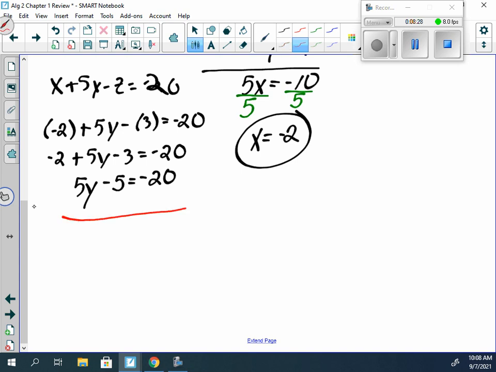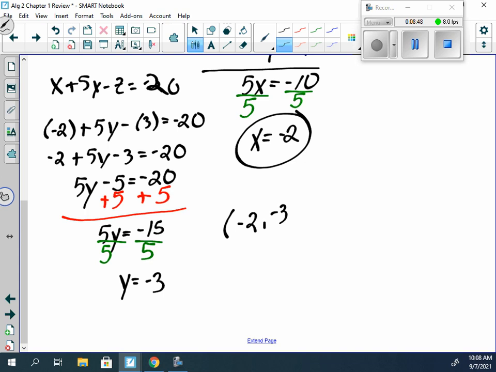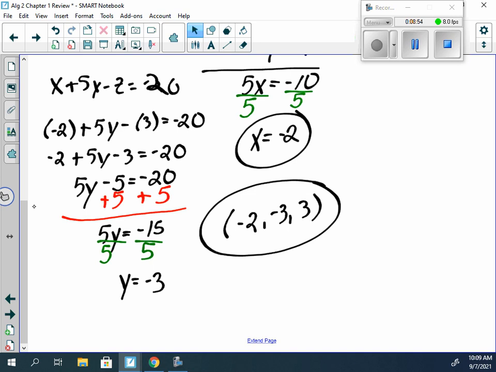To solve for the value of y, we add 5 to both sides, which tells us 5y is negative 15. Divide both sides by 5. Y is equal to negative 3. So our answer is negative 2, negative 3, and 3. And that there would be our answer.